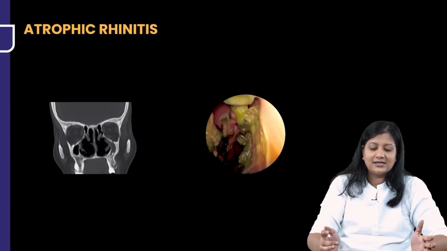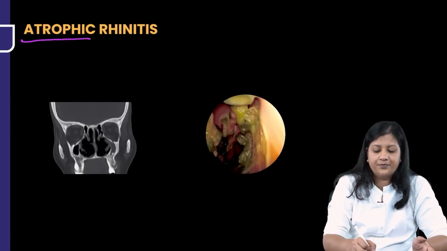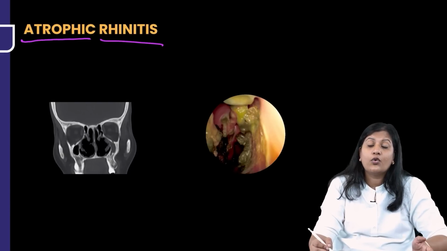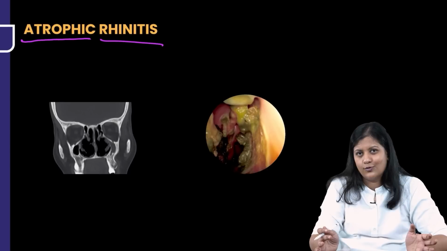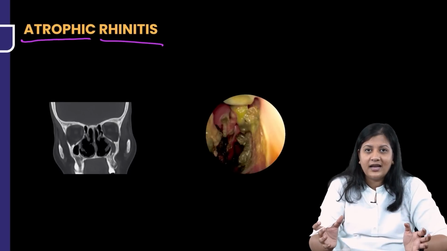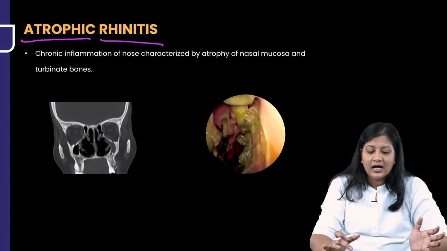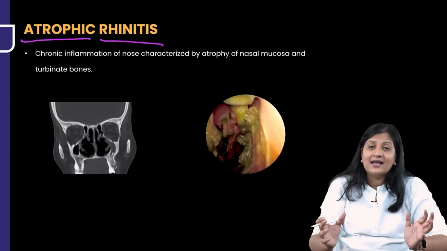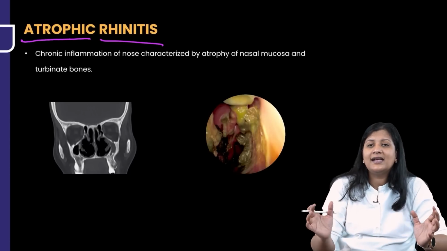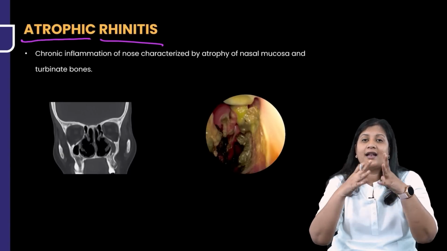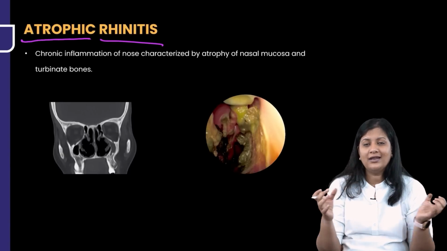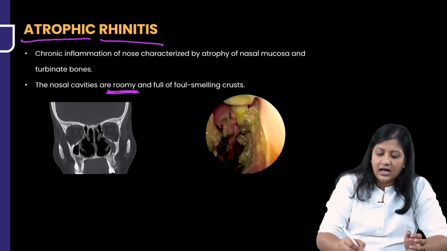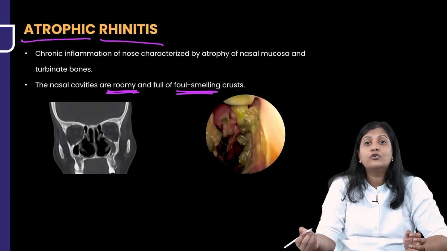What is atrophic rhinitis? The name itself is telling you: atrophy and rhinitis. Atrophic rhinitis is a condition where there is atrophy of the mucosa of the entire nose, of the septum, of the turbinates, of the paranasal sinuses. So there is atrophy of the nasal turbinates and of the mucosa of the sinuses, and as a result they will have a wide nasal cavity. When there is hypertrophy, there will be narrowing, but if there is atrophy, there will be wide nasal cavities. So in atrophic rhinitis, the nasal cavities are roomy and filled with foul smelling crust.